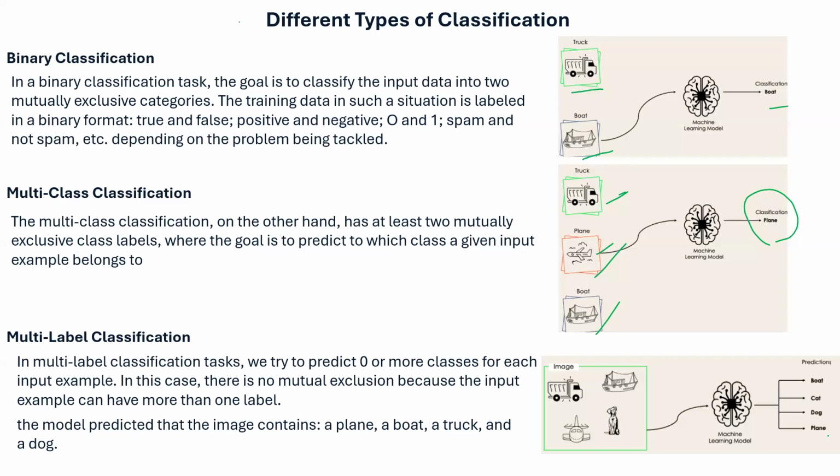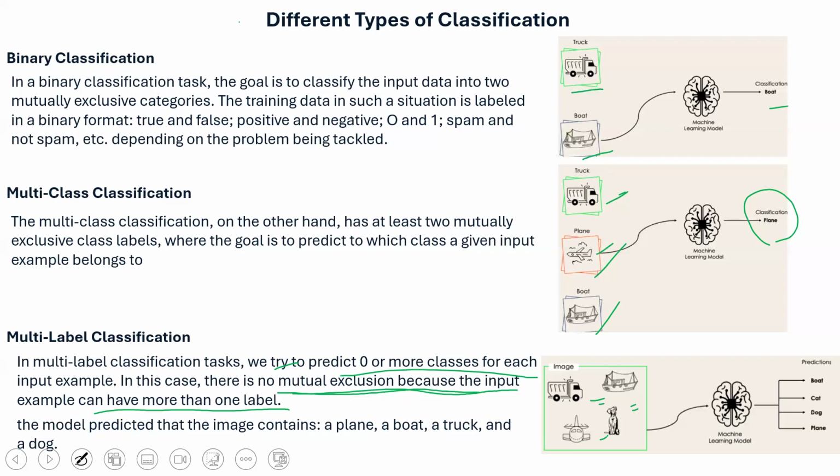In multi-label classification, we try to predict zero or more classes for each input example. The classes are not mutually exclusive, because the input example can have more than one label. It can have two lorries, two boats, two aeroplanes. So it will just increment those counts. That is what multi-label classification means.